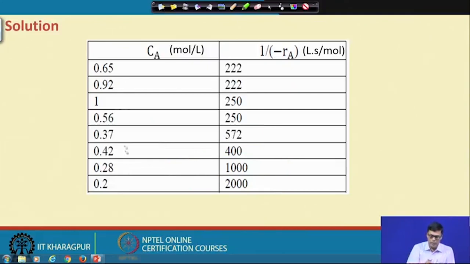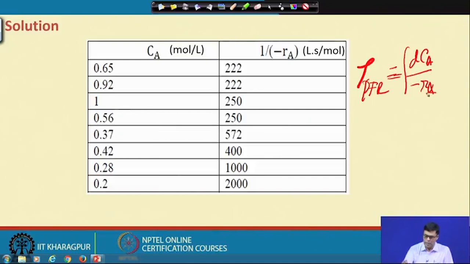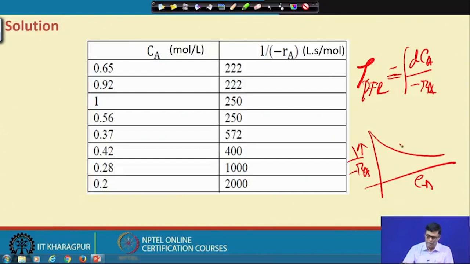Now, we can easily find out the CA value at different CA values. First we calculate the RA value, then we calculate the 1 by RA value. Now, we know for the plug flow reactor, tau plug flow reactor is equal to integral of minus dCA by minus RA, am I right? So here you can plot minus 1 by RA against CA. Suppose this is 0.8 mole per liter and this is 0.2 mole per liter. You have to find the area under this curve, and you can find out the value of tau plug flow reactor. This is how you can calculate.